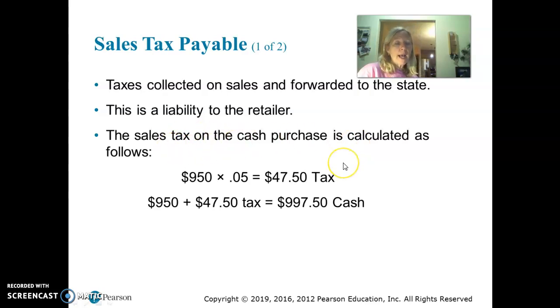So sales tax on a cash purchase is calculated just the way you would. Some of you work in retail, so I'm sure you know how to do this. So if you buy that TV for $950 and you have this meager 5% sales tax, your sales tax is going to be $47.50. So the customer has to pay you $997.50, including the sales tax, of which you get to keep $950 and you owe the state of California $47.50. So I'm sure you kind of understand that.